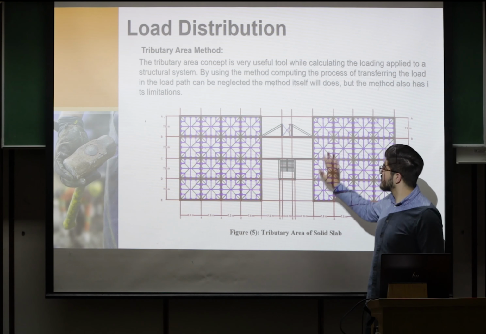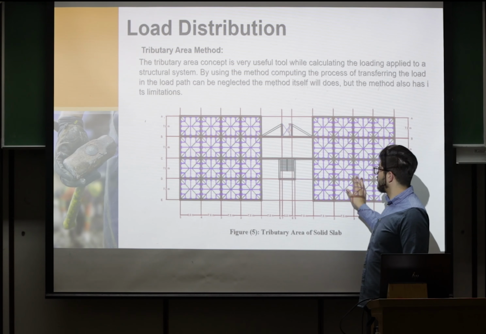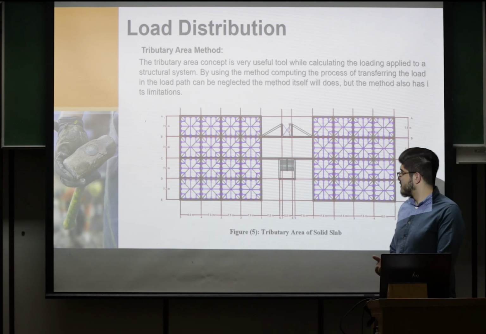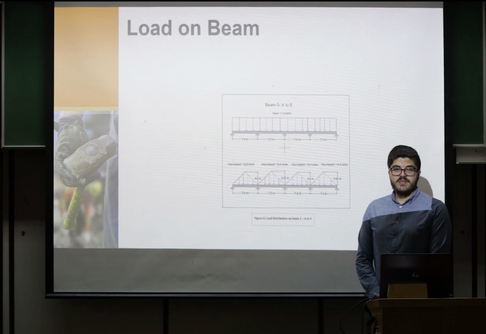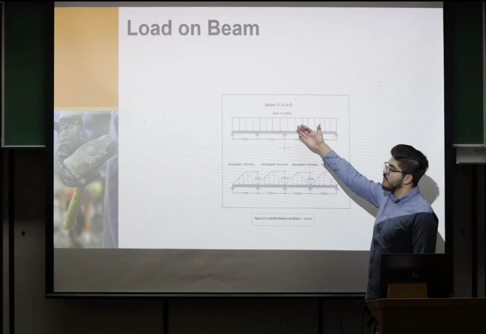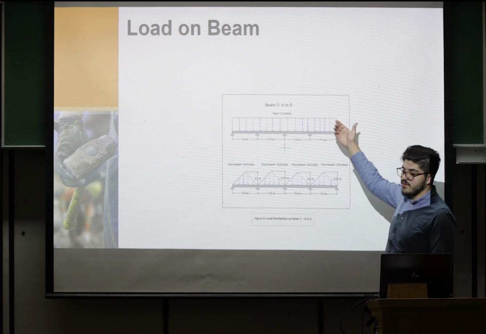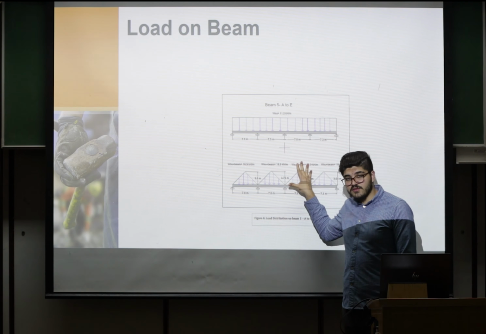Also, we have the load distribution. We found it. This is for the two-way. Then we found it by AutoCAD. This is the tributary area for a solid slab. Going on to load on beams, we used AutoCAD to draw these drawings. We have the beam. We have to find the wu, which is 11.2, and then we have to find all the loads as we used in reinforced concrete one with Dr.